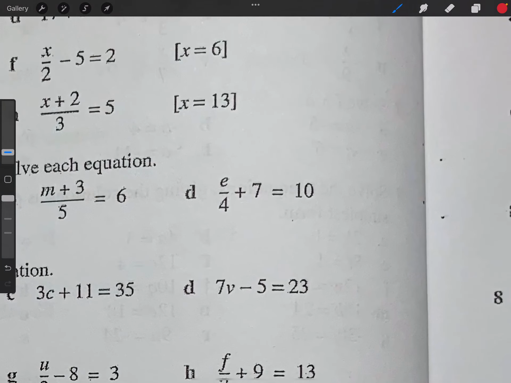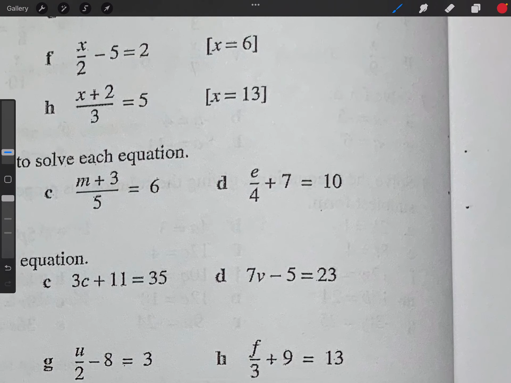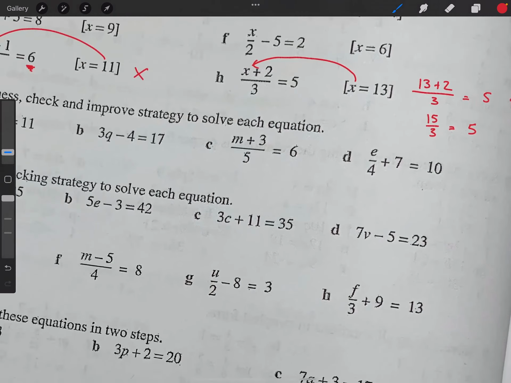And we'll do one more. Over here, question H. X equals 13, so we're just going to put it into there. That means 13 plus 2, divided by 3, equals 5. Let's see if it's correct. 13 plus 2 is 15. 15 divided by 3 is indeed 5. So therefore x equals 13 is correct.